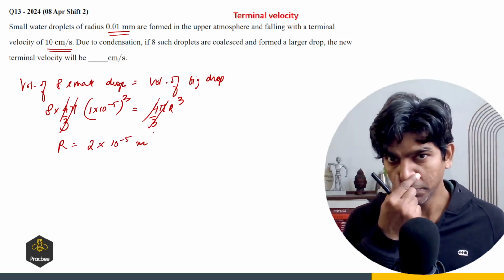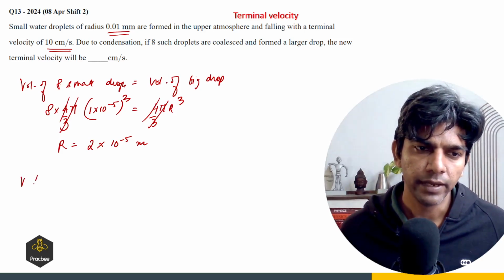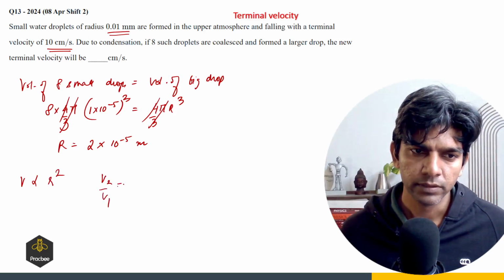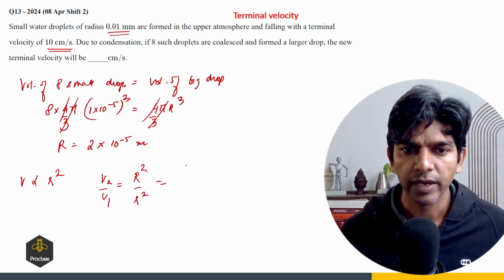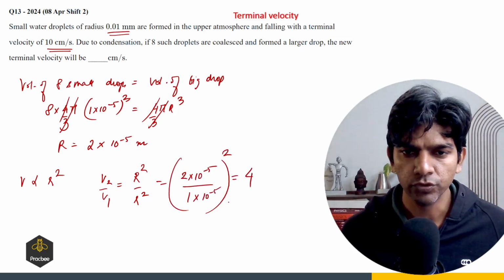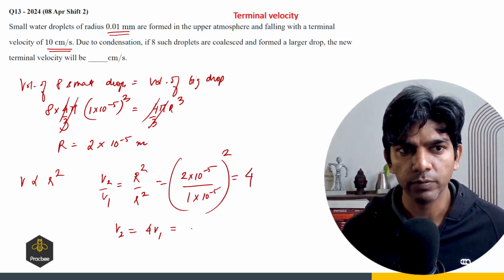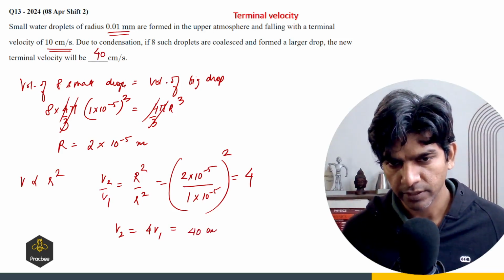So we got the radius of the big drop, and we need to find the terminal velocity. And we know that terminal velocity is directly proportional to the square of the radius. So V2 by V1 is equal to R square by small r square. And so capital R is 2 into 10 raised to minus 5, small r is 1 into 10 raised to minus 5, square of that, so that will be 4. So V2 will be 4 times V1. V1 is given as 10 centimeters, so that will be 40 centimeters per second. So this should be 40 centimeters per second.